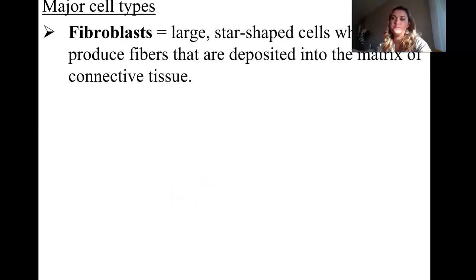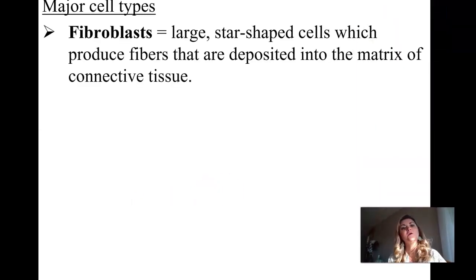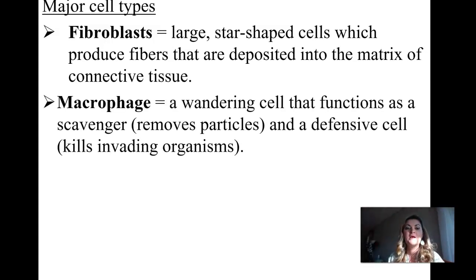Major cell types. You have your fibroblasts. These are going to be large star-shaped cells which produce fibers that are deposited into the matrix of the connective tissue. Fibroblasts are also the type of cell that you find in areas where you've had some tissue damage and it actually scars. These will come from the fibroblast cells.